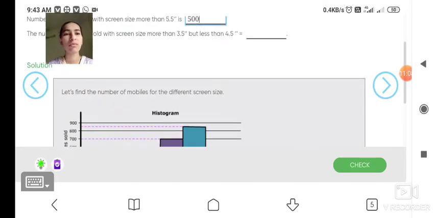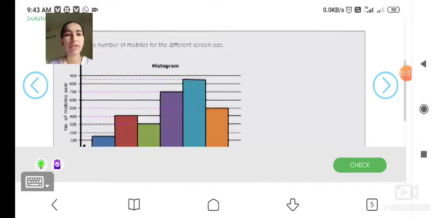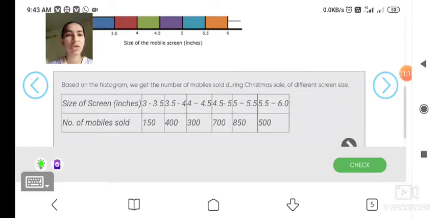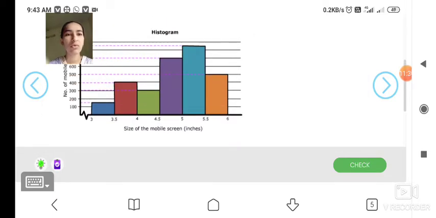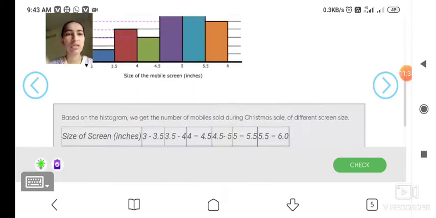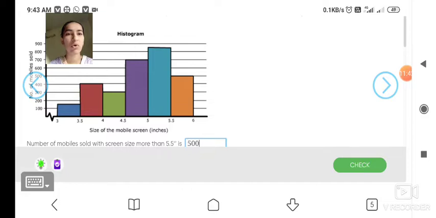Okay students, see this marking is given: 500, 300, 400. The mobile sizes are also given. Above 5.5 the count is 500, and between 3.5 and 4.5 you have to take the addition. Okay students, understand this? Now let's take one more example.